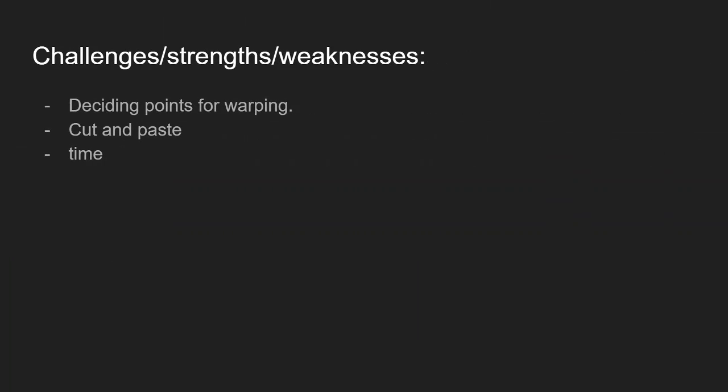Now, some issues that I faced very early was deciding the points for warping, because as I mentioned, these points resulted in very skewed or very close warping methods that kind of matched with the lines. Now, another issue was the cut and paste. I realized that didn't seem to be a very clean method of combining the images. Probably a better one would have been pyramid blending. And the last one obviously would be time.